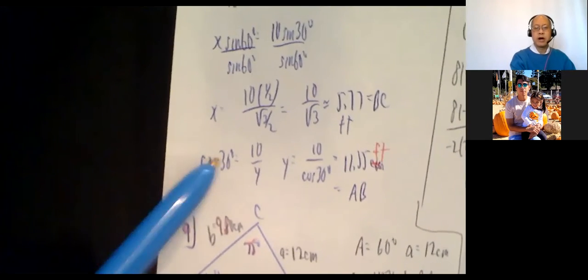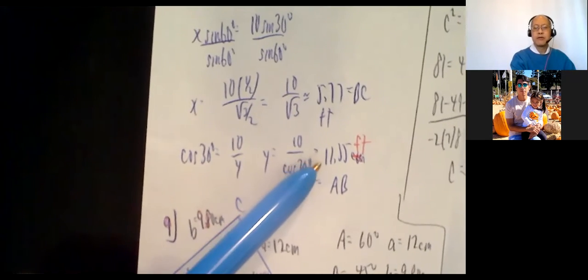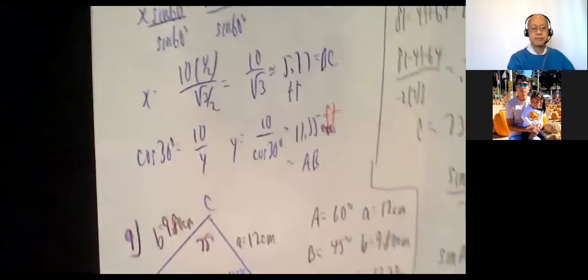So I can switch these two. Y is 10 divided by cosine of 30, 11.55 feet. That's AB.